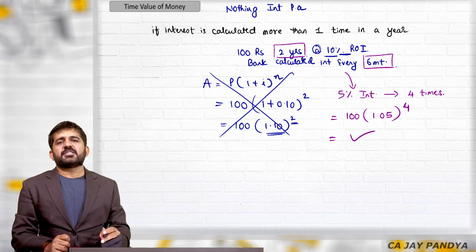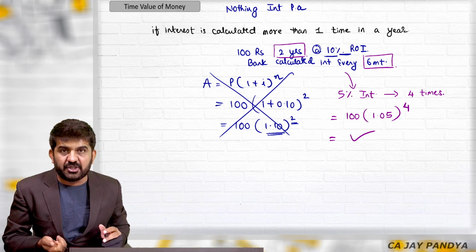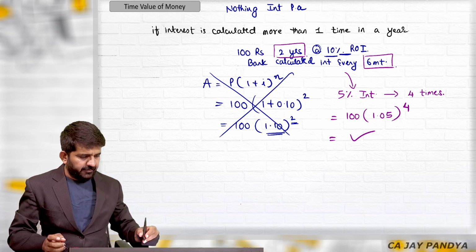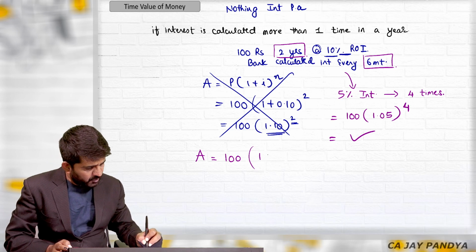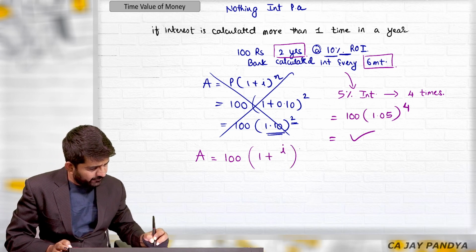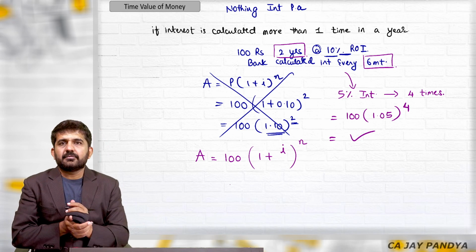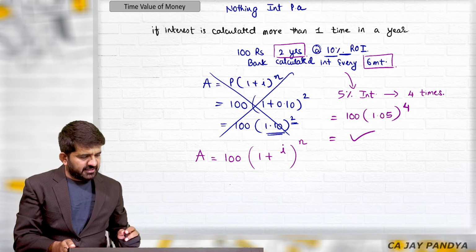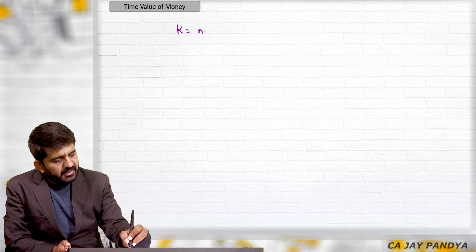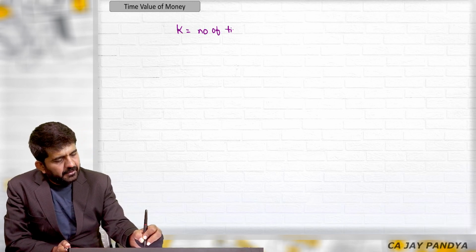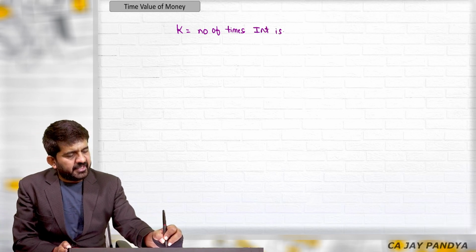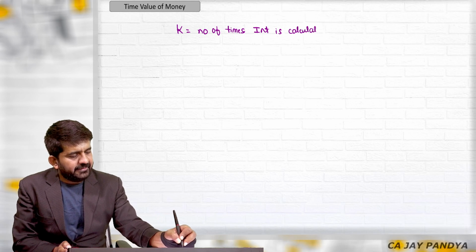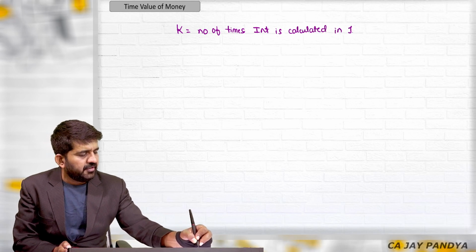If interest is calculated more than 1 time in a year, what to do? Try to concentrate on what I have done. What was our basic formula? A is equal to 100, 1 plus i raised to n. Try to understand the concept of K and we'll be coming back to this formula again. K is the number of times interest is calculated in 1 year.